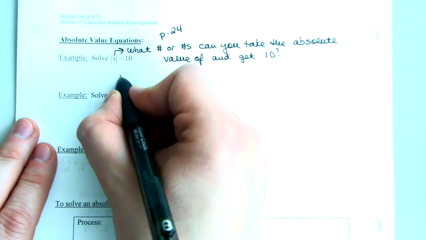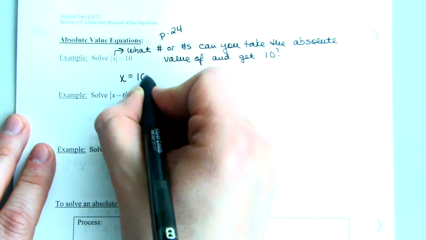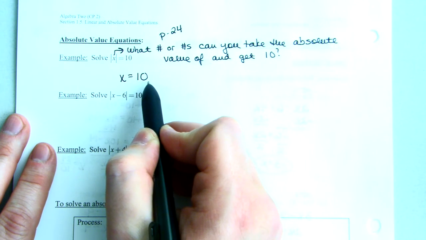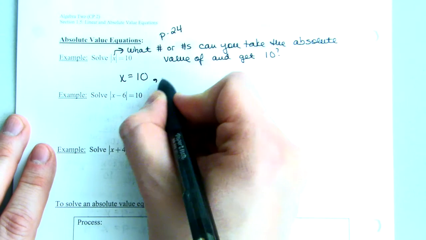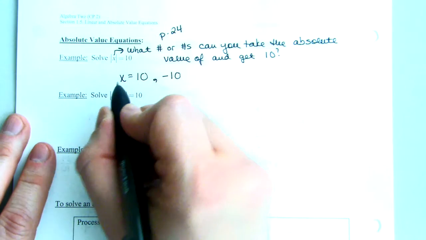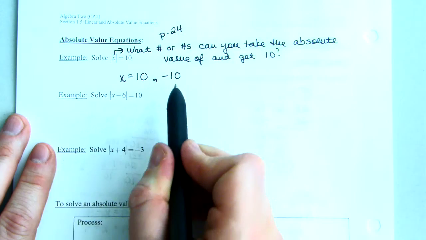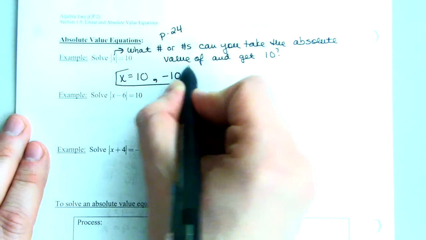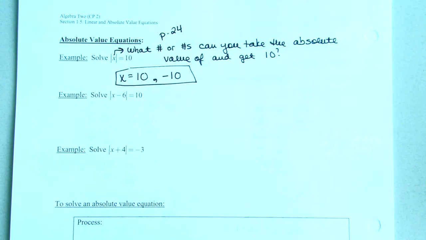I think there are two different answers. I think if x is 10, the absolute value of 10 is 10. Absolute value of a positive number is a positive number. But I also think x could be negative 10 because the absolute value of negative 10 will give you positive 10. There are two different answers to these, and usually absolute value equations will have two different answers.